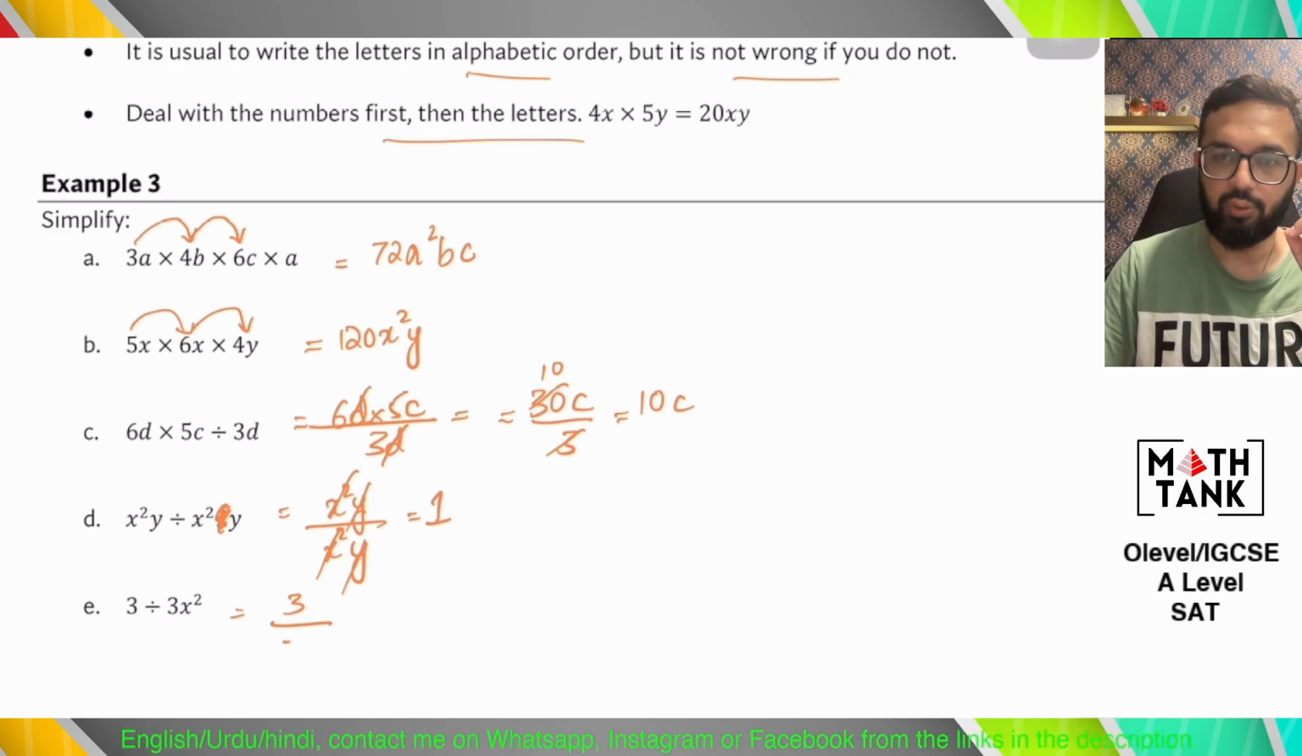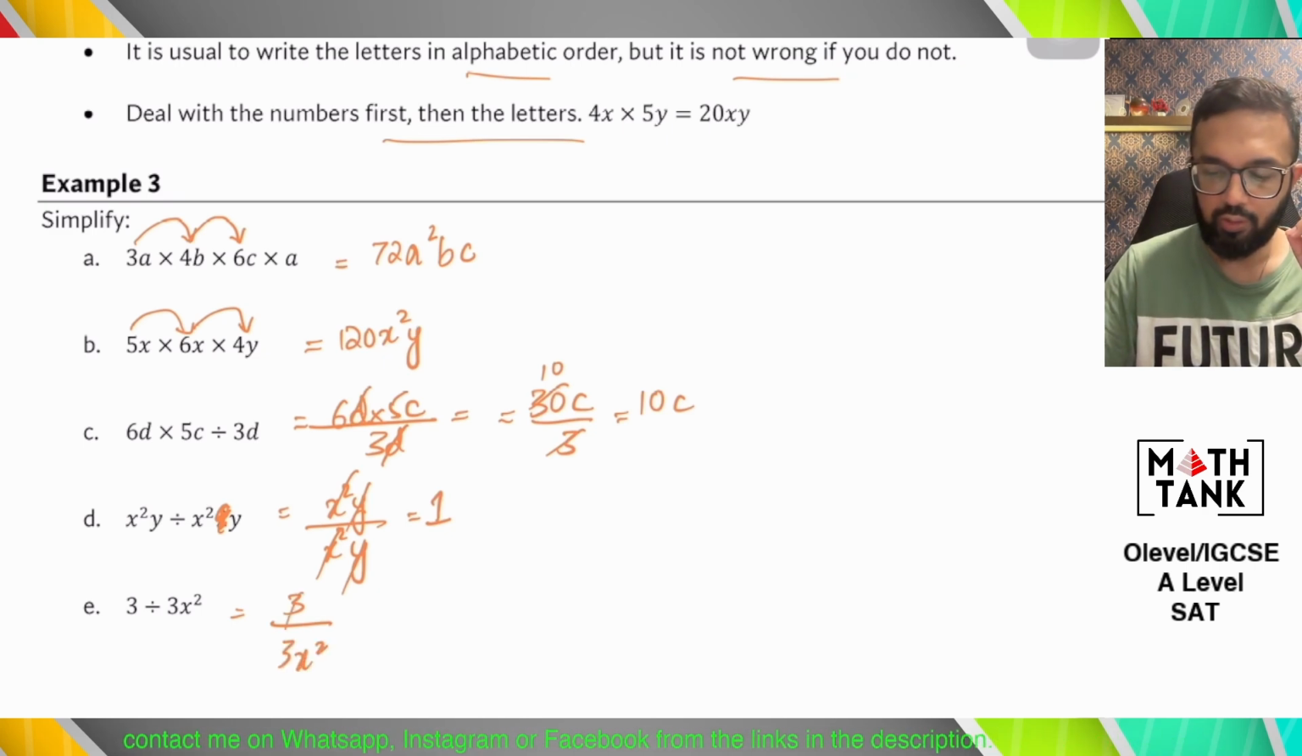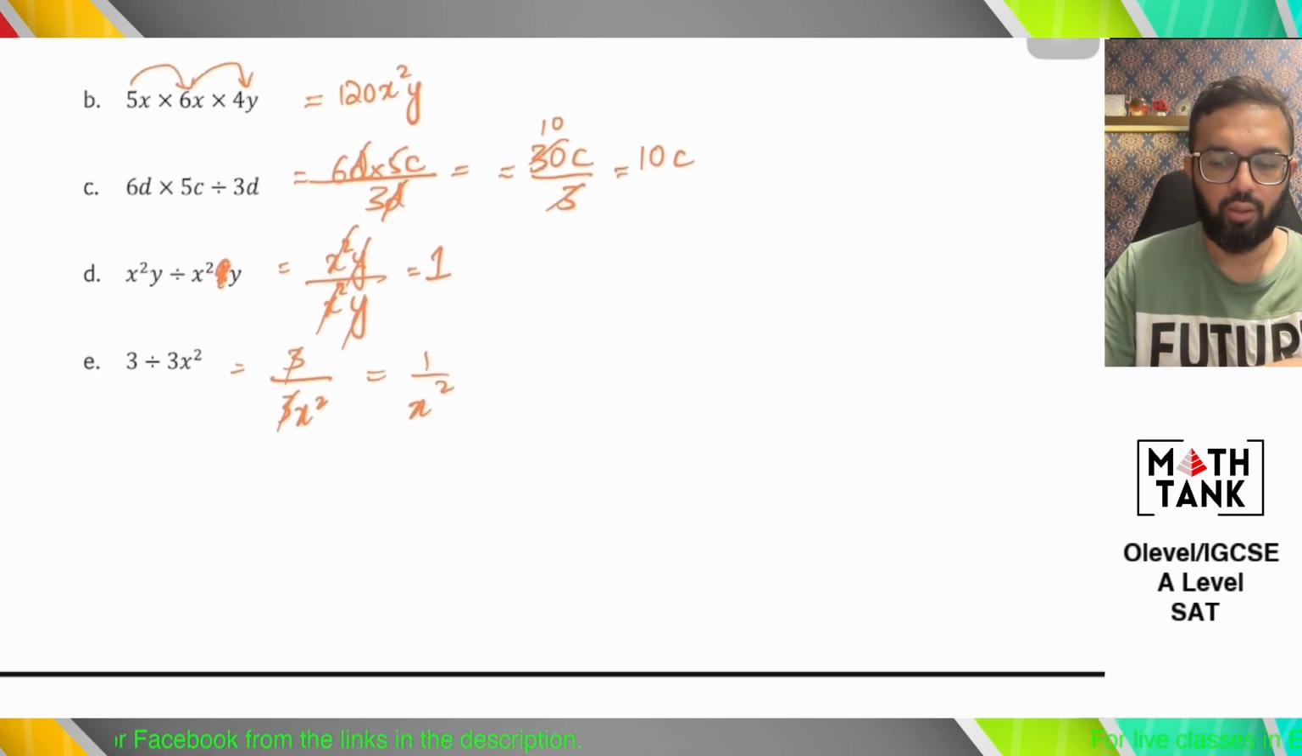Similarly, 3 divided by 3x squared. 3 and 3 cancel out. That gives me 1 over x squared.